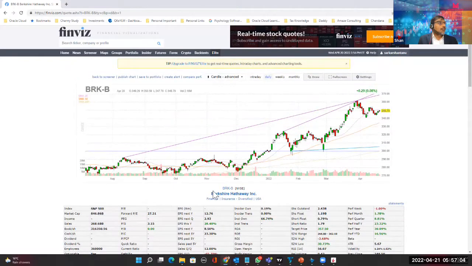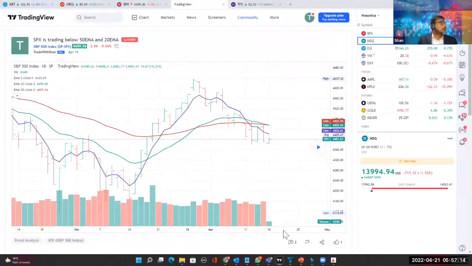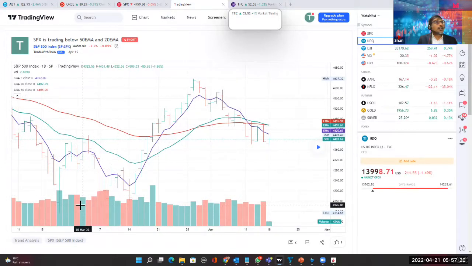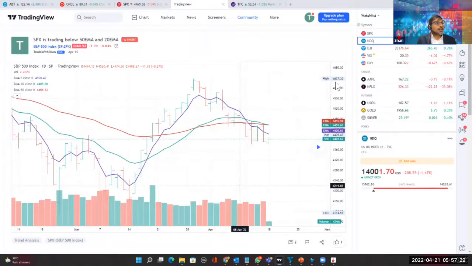Now, I want to do some analysis based on the chart of this company. So one of the tools that I find most useful is TradingView. So I'll go here in TradingView and check the stocks there. In fact, I will add all these stocks in my watch list, so that I can follow them on a daily basis.